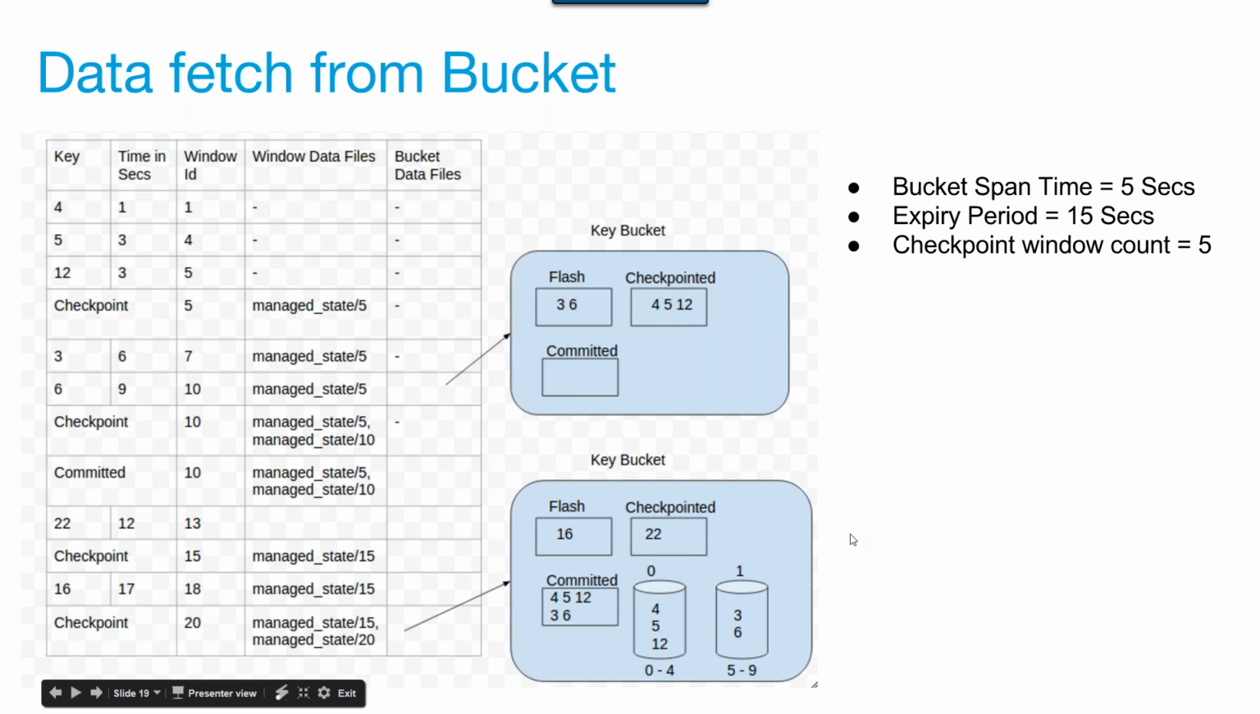What will happen after some time is that the keys 4, 5, 12, 3, 6 are on disk. So the main state deletes these at some point. Then the key 12 looks into the time buckets. This way the fetching will happen from the buckets.